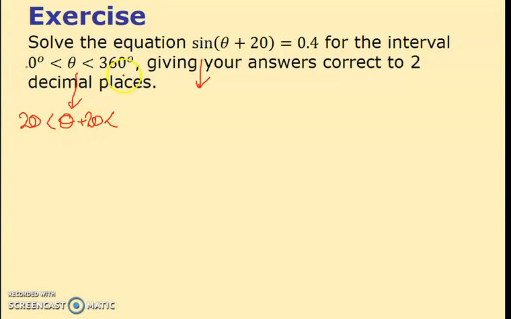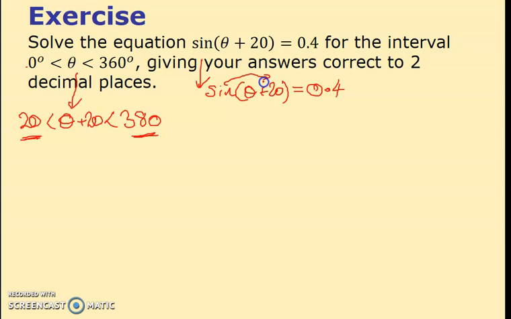So there you go, 20. And 360, add 20 on, that's 380. So it tells me to look between these two numbers, 20 and 380. Okay, I'll do that then. So sine of theta plus 20 equals 0.4. And you'll notice it doesn't say anything like plus 5 or plus 6 outside the bracket.